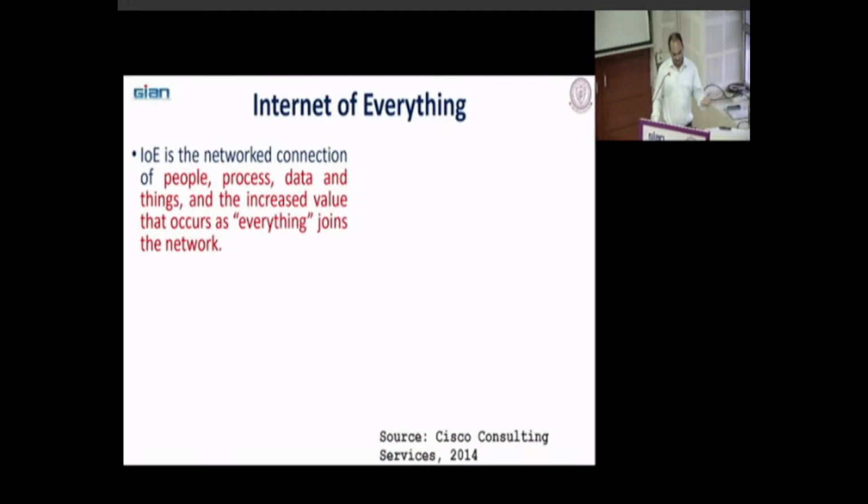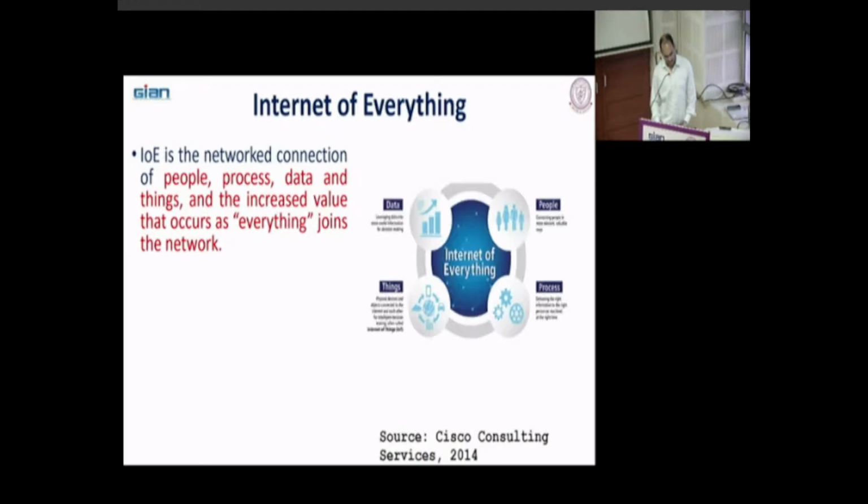Normally in consumer Internet of Things, commercial, industrial Internet of Things, we were talking about only the things. We haven't discussed the people. The people component is very important. We also generate a huge amount of data. So here we need to consider the data generated from the people and the things, and then you process that data. There should be some process to manage that data, to find the insights that will help to increase the value of the product, and increase value that occurs as everything joins the network. Everything is connected to the internet. So these are basically the four important components of the Internet of Everything.